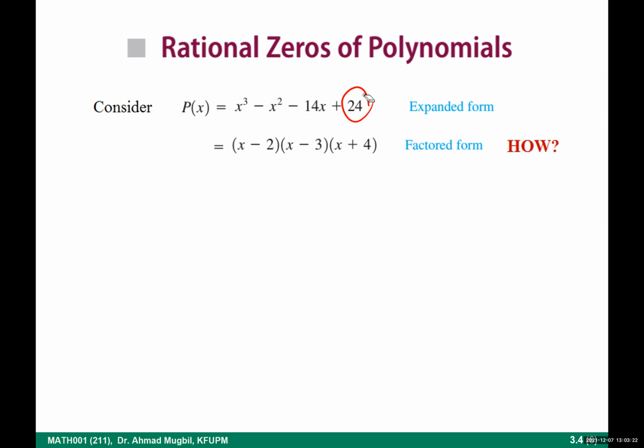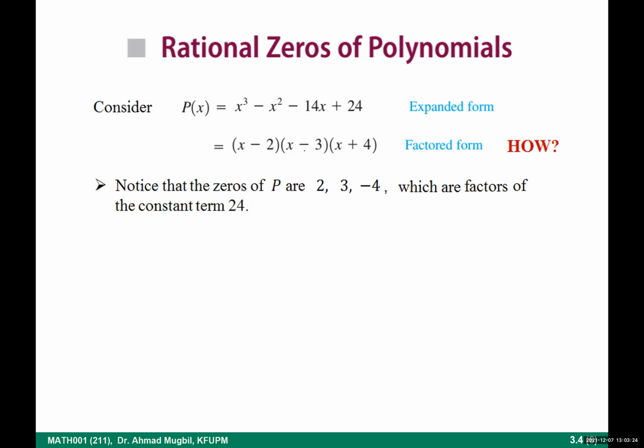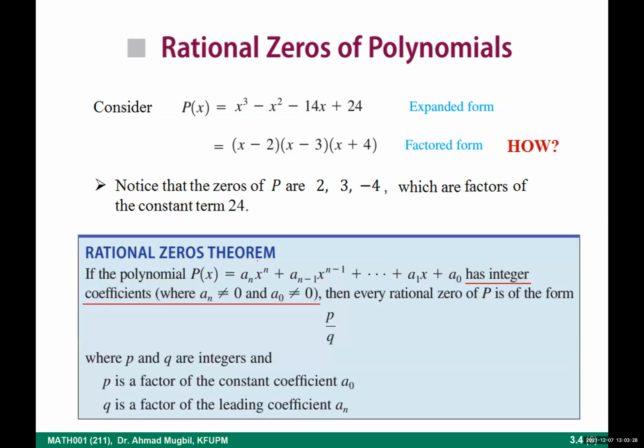Why is that? In fact, this is coming from the rational zeros theorem. The rational zeros theorem says, in general, if a polynomial of degree n has integer coefficients. So first of all, we are talking about polynomials with integer coefficients. If they are not, we cannot apply this theorem. And the leading coefficient is not 0, and the constant term also is not 0.